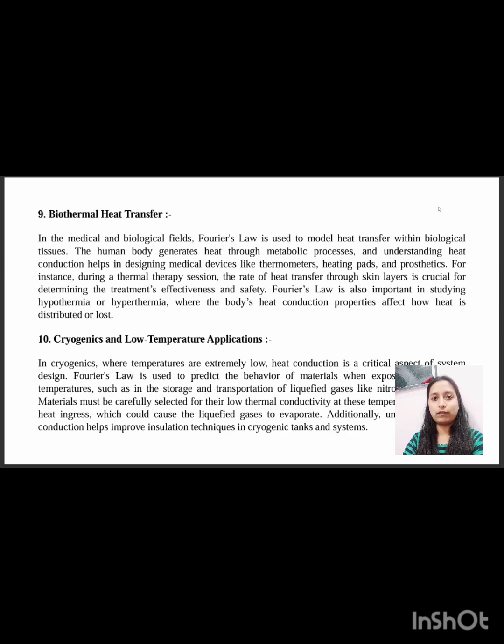Materials must be carefully selected for their low temperature and low thermal conductivity at these temperatures to prevent heat ingress, which could cause the liquefied gas to evaporate. Additionally, understanding heat conduction helps improve insulation techniques in cryogenic tanks and systems.